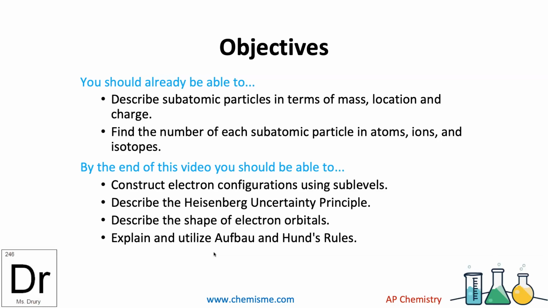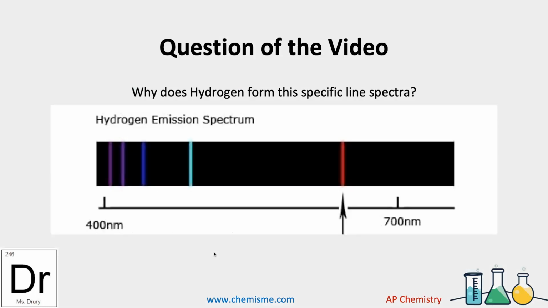But by the end of this video, you should also be able to construct electron configurations using sublevels, describe the Heisenberg uncertainty principle, describe the shape of electron orbitals, and explain and utilize Aufbau and Hund's rules.